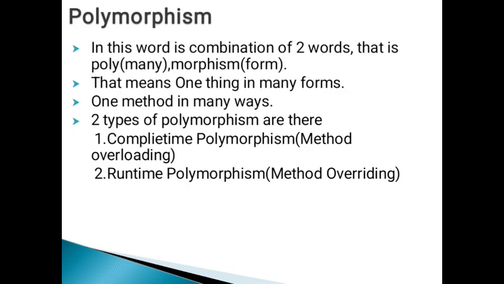Next, polymorphism. This word is a combination of two words: poly and morphism. Poly means many, morphism means form. That means one thing in many forms, having many forms.